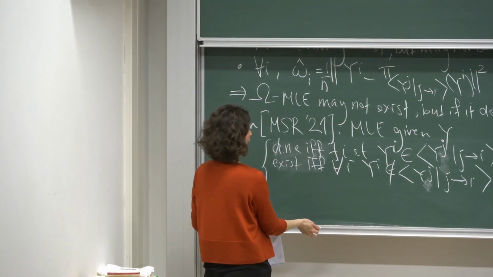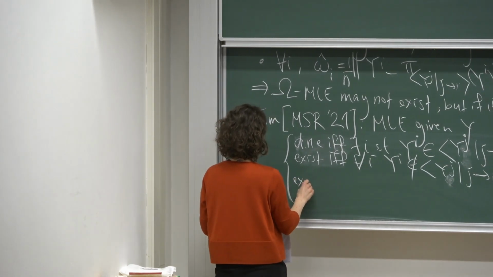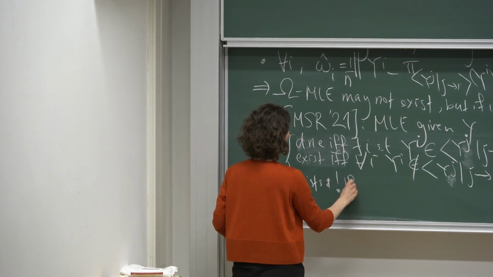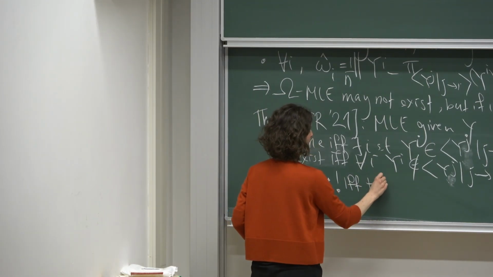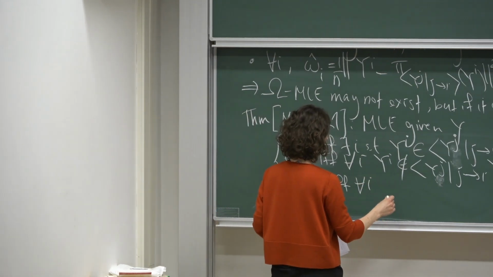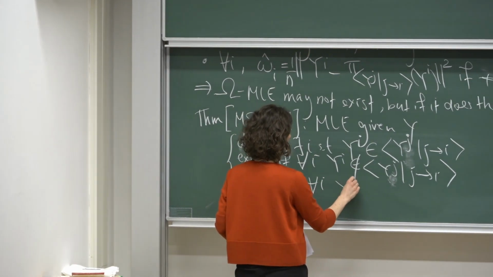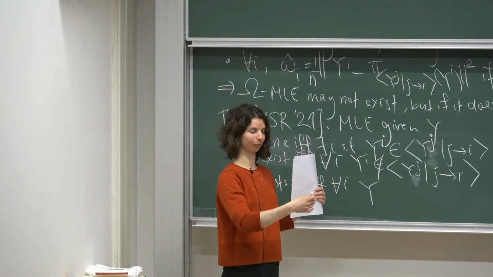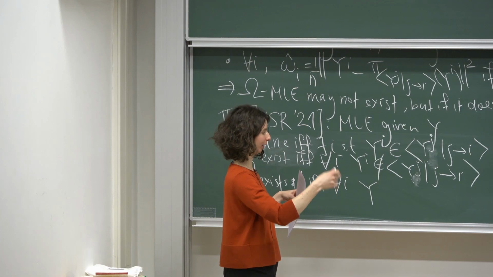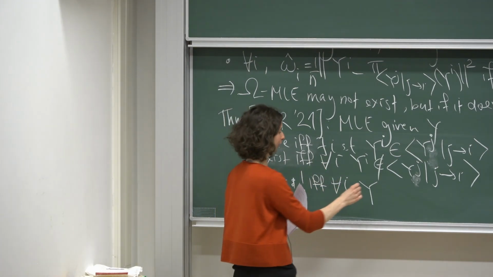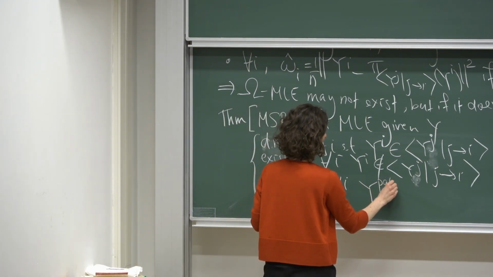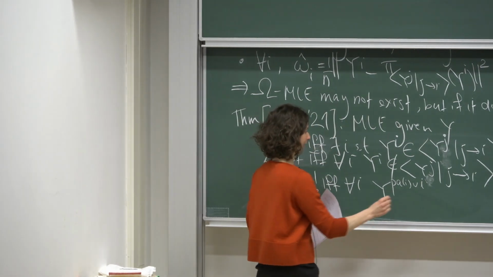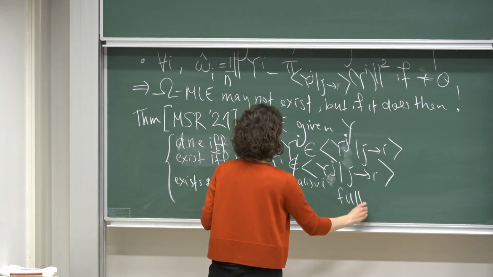So if and only if this is true, and then it exists and is unique if and only if for every vertex i, if you look at the matrix formed by keeping only the column indexed by i and the columns indexed by the parents of i, so let's write this as parents of i union i, then that has to have full rank.